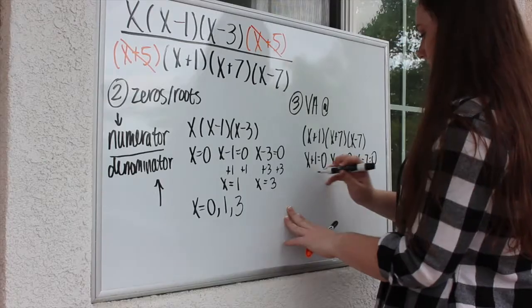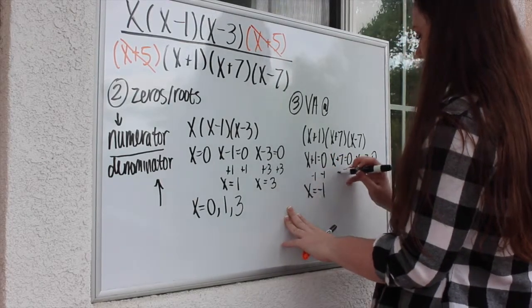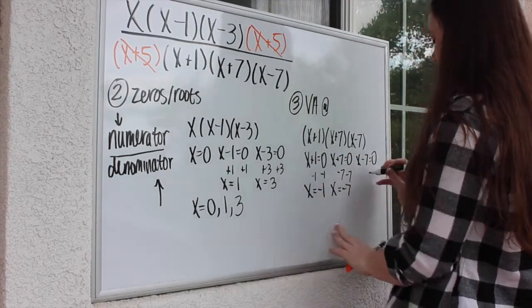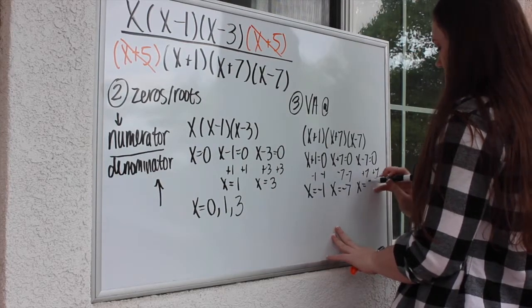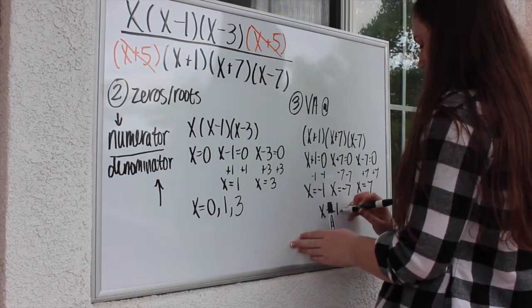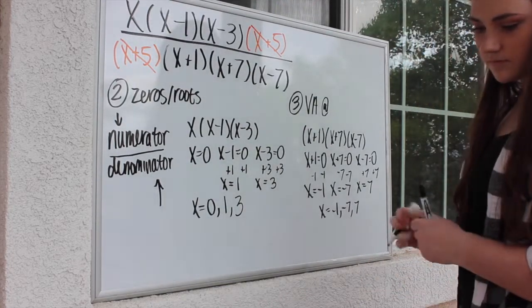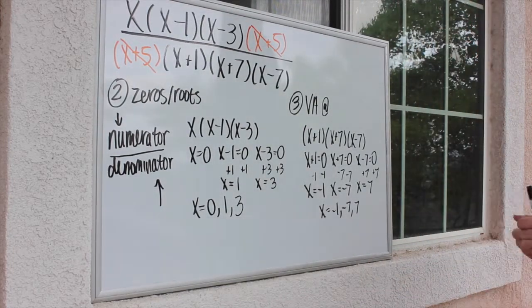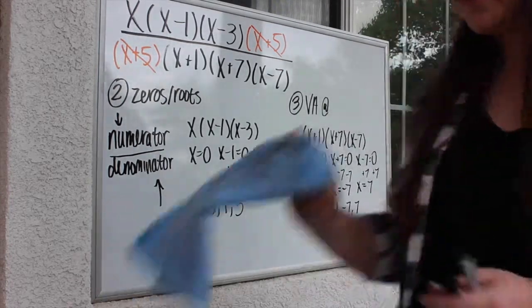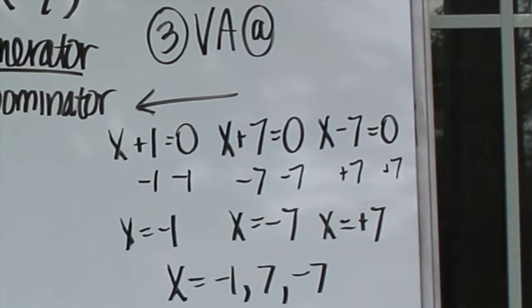As you can see in the x plus 1, we add 1 to both sides and find our x to equal negative 1. In our second, we have x plus 7. When we subtract 7 from both sides, we find our x to equal negative 7. And in our third section, we have x minus 7. We will add 7 to both sides and find that x equals positive 7. Our 3 points to find our vertical asymptotes will be negative 7, positive 7, and negative 1.